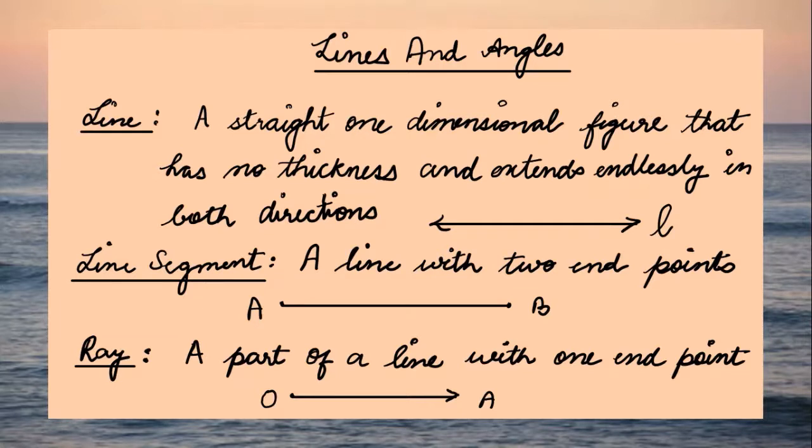Then after that you will have a line segment, a line with two endpoints. It is known as a line segment. Here you can see this is point A and this is point B. That is, it has two endpoints, so it is known as a line segment. Then it is a ray, a part of a line with one endpoint. So OA is a part of a line. So it has one endpoint. This is important. It has one endpoint.